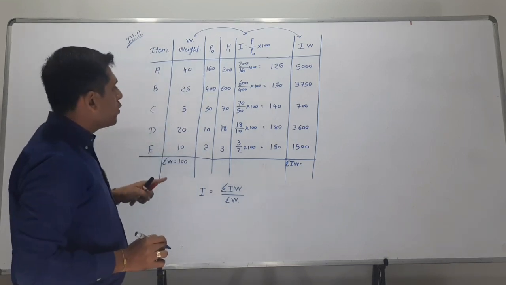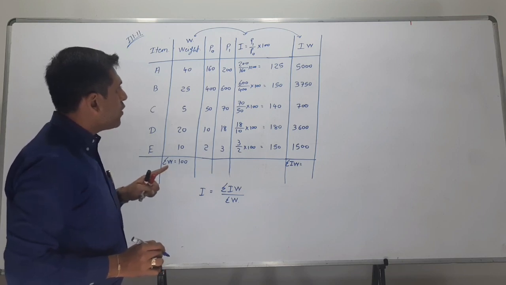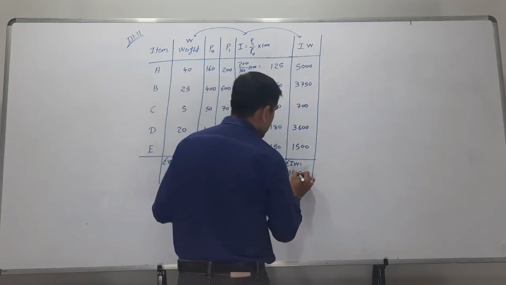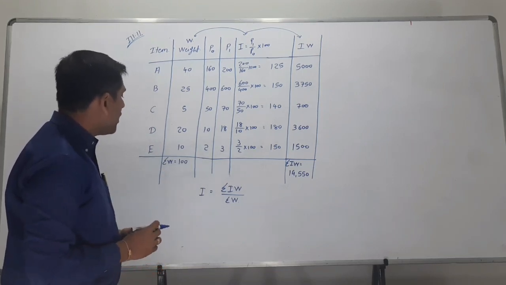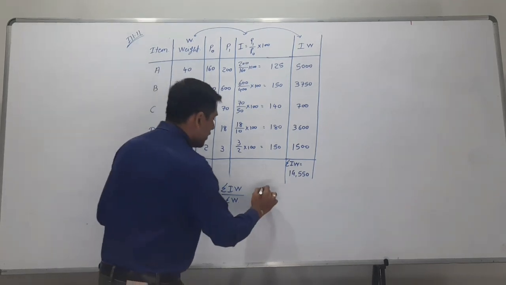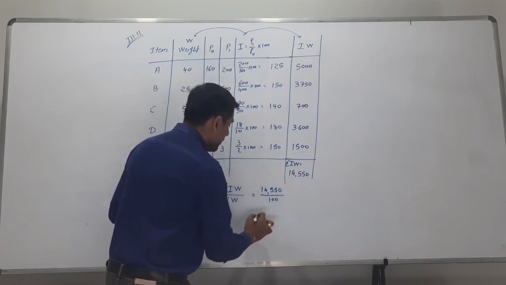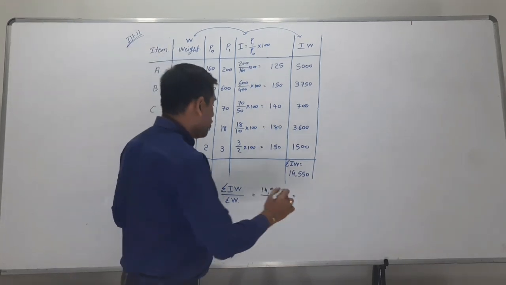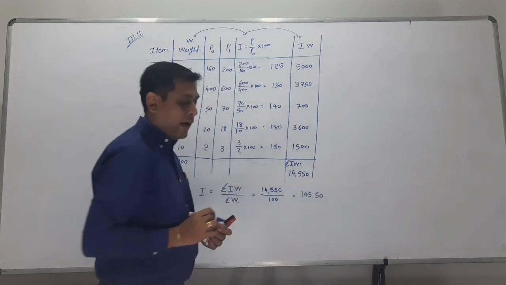Sigma IW is equal to 14,550. So here your IW is here, your W is here. So you can write the value 14,550 divided by 100. So your index number is 145.50. And you have to write that.